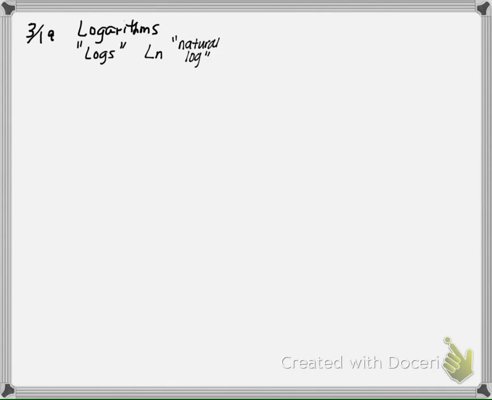All right, so we're talking about logarithms. Short way to say it is logs. The ln key is also natural log, and we'll get more into that here in a few minutes. Logs are related to exponential relationships.